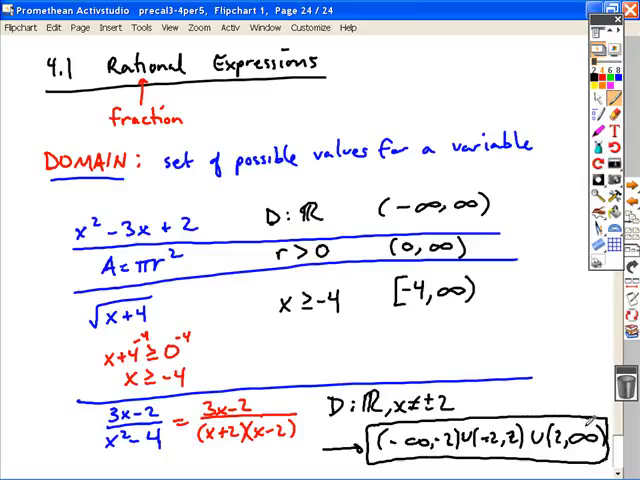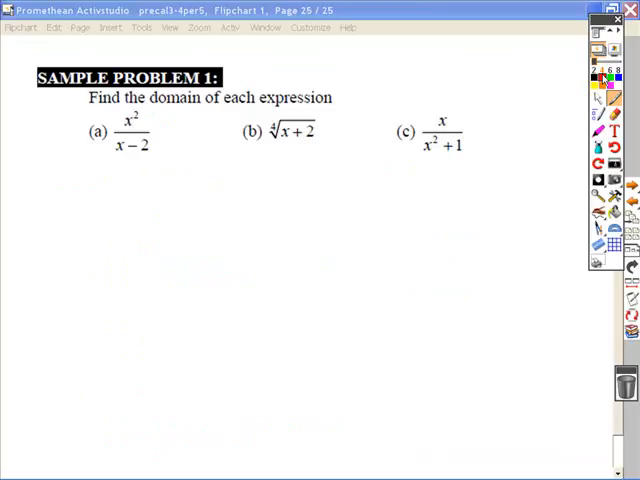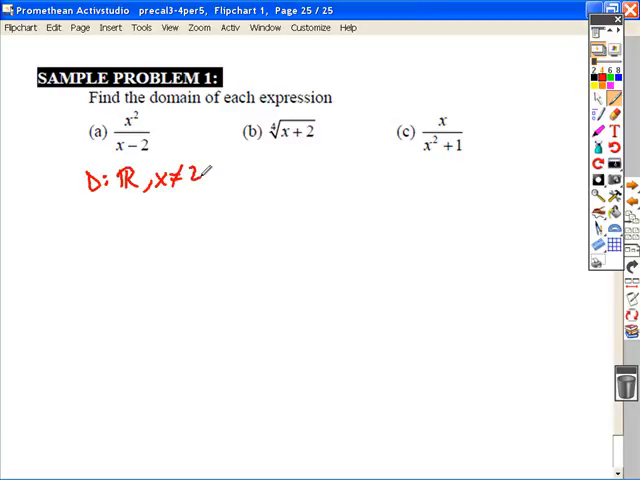All right, if you look at sample problem 1 on page 30, for the first example, what would the domain be for this? The domain is all real numbers except for 2. That would be the only value that gives you 0 in the denominator. What about the second example?